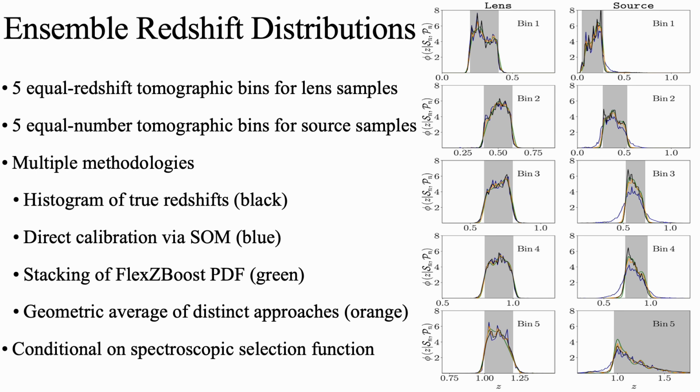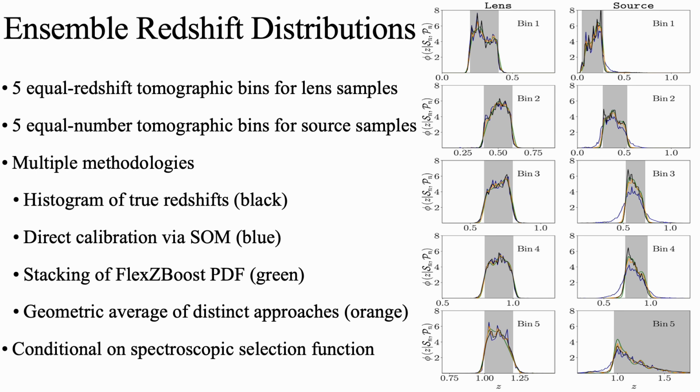Based on the existing point estimates, we partition the lens samples into 5 tomographic bins of equal redshift width, and the source samples into 5 bins containing equal numbers of galaxies. The resulting ensemble redshift distributions are shown in the figure, where the black lines represent the true redshift histograms. The blue lines correspond to the sum direct calibration, the green lines to the stacked FlexZBoost PDFs, and the orange lines to the geometric average of the 2 calibration estimates.